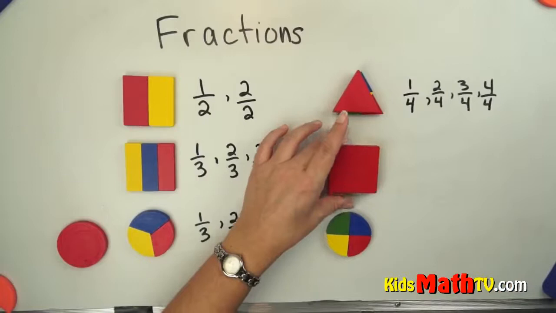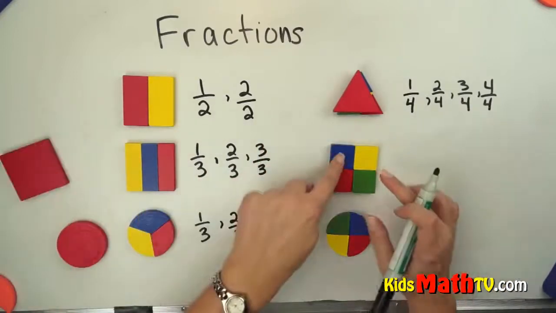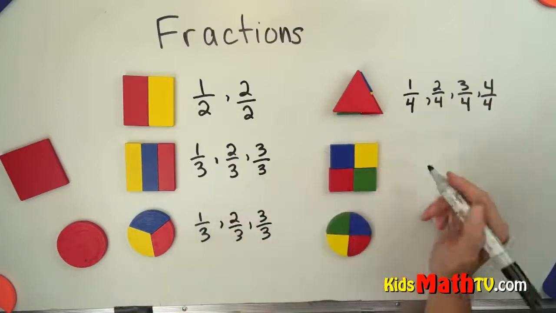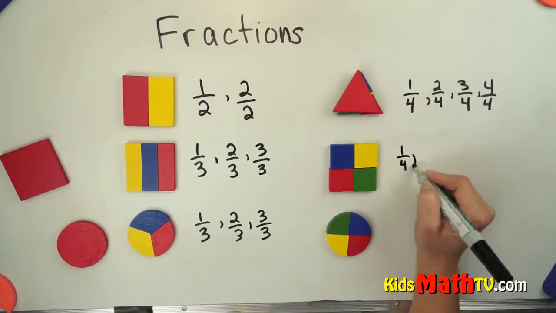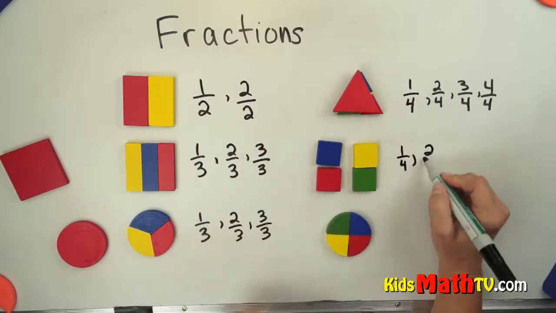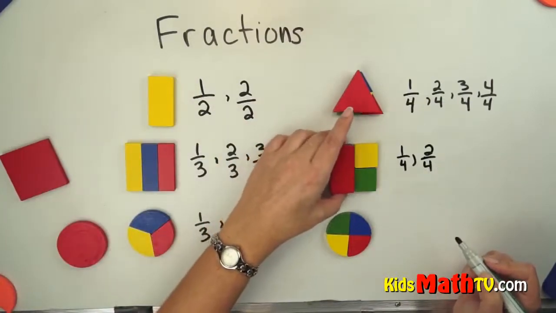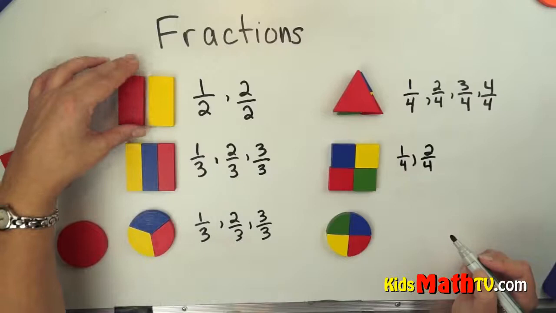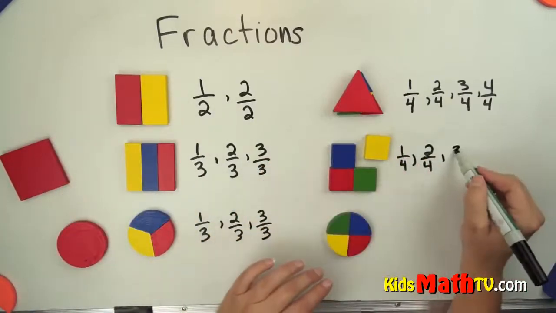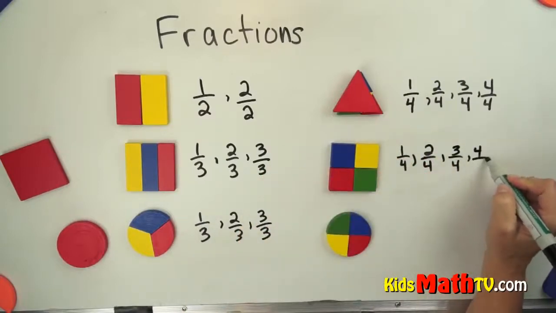Here's another square. This square is also split into fourths. 1, 2, 3, 4 equal parts to make the whole square. And again, we can have 1 out of 4. We can have 2 out of 4. And if you notice, 2 out of 4 is actually the same thing as 1/2. Kind of interesting. We can have 3 out of 4. Or the whole thing, which is 4 out of 4.